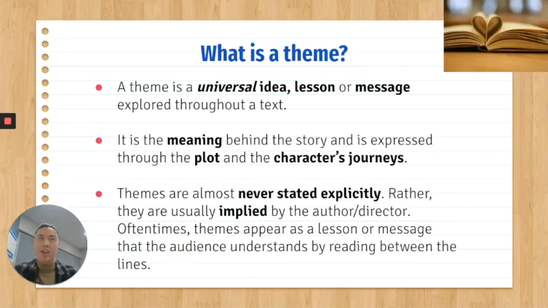So we established that a theme is a universal idea, lesson, or message that's explored throughout a text. And that text could be a book, a short story, a poem, and in our case, a film. And it's important to recognize that themes are universal. They're not just limited or confined to a singular text. For example, in The Truman Show, the theme of love is explored through Truman and Sylvia's relationship. But the theme of love is not just explored in The Truman Show. It is a universal theme that is explored in multiple other works of art.